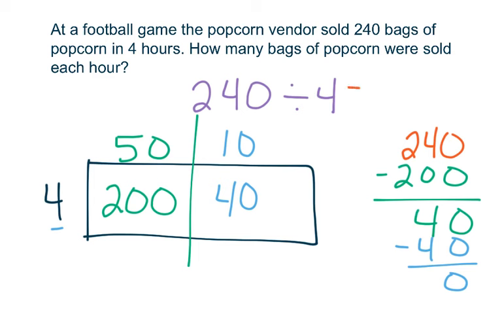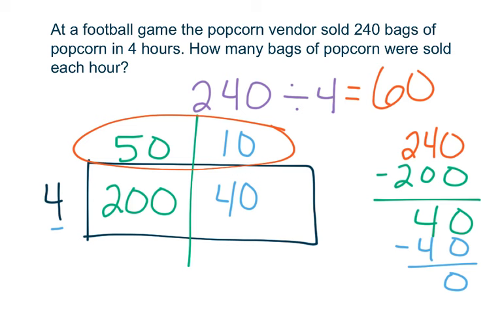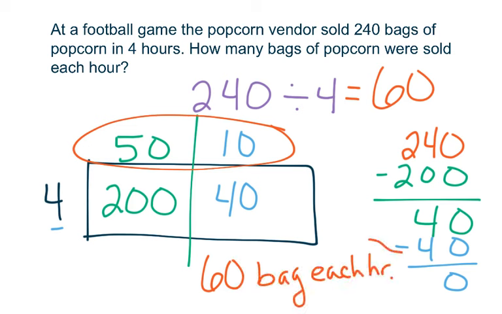In order for me to get my quotient, I'm going to add my top pieces up. 50 plus 10 gives me a total of 60. So my question's asking me how many bags of popcorn were sold each hour? 60 bags each hour. And that would be the answer to this problem.